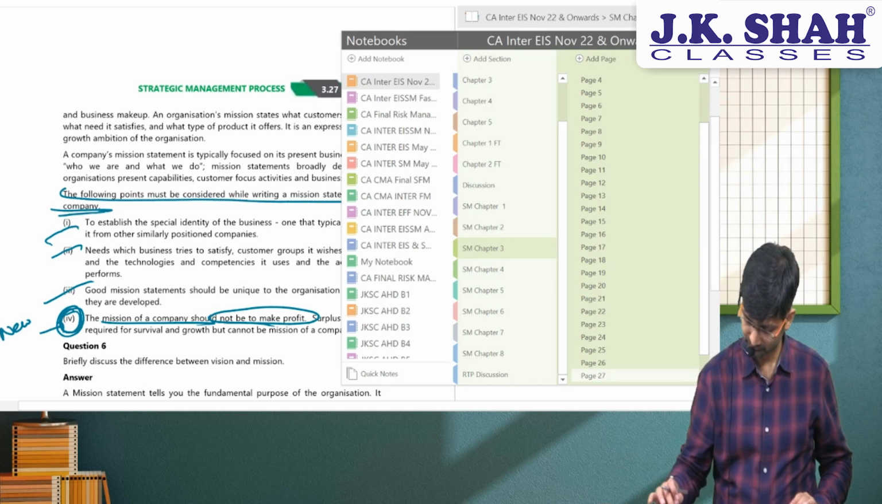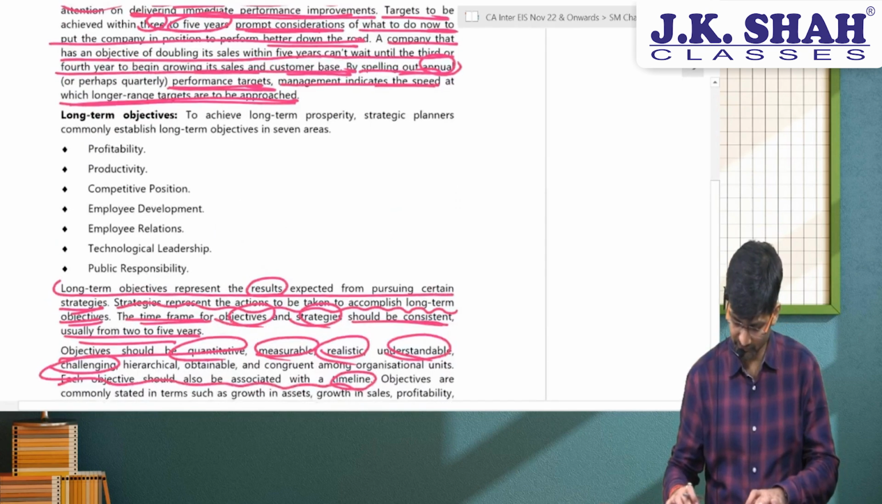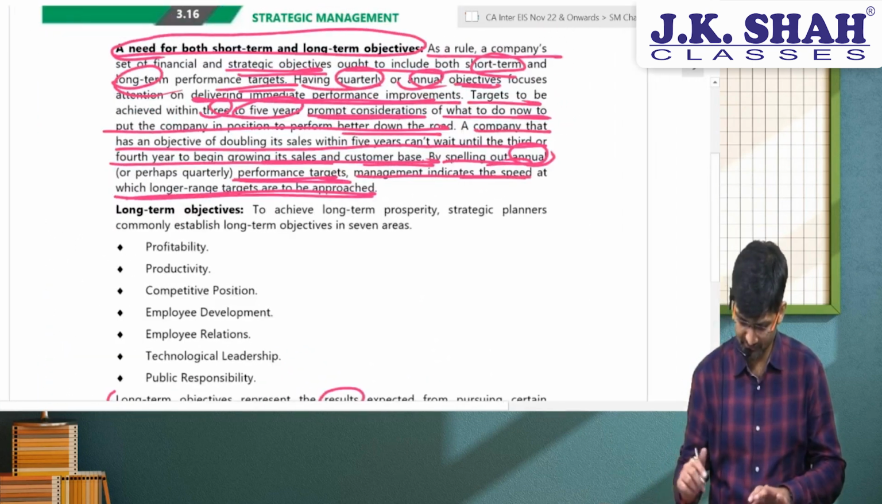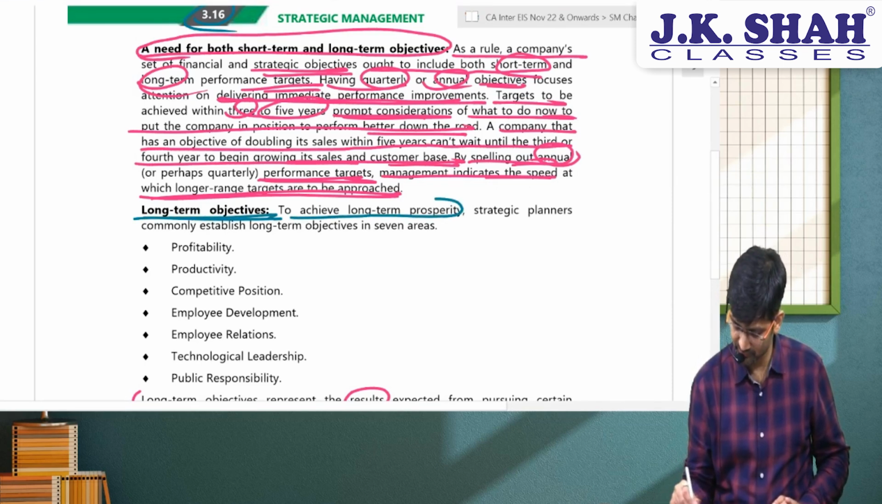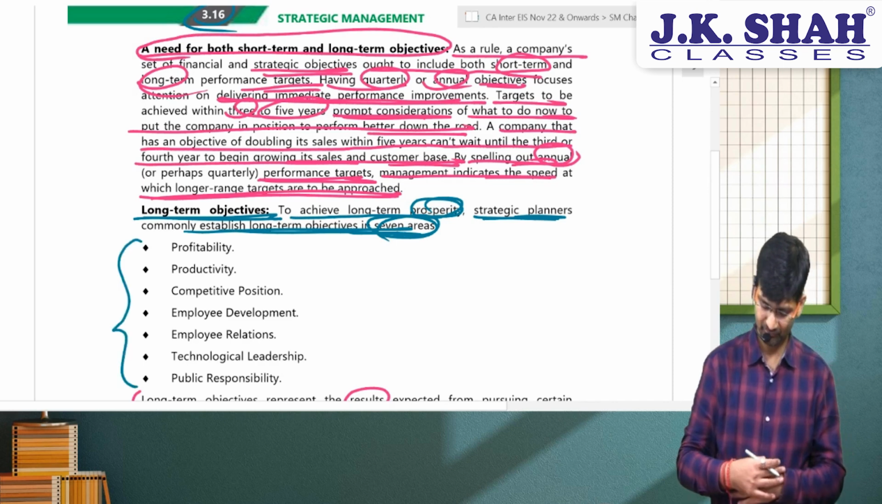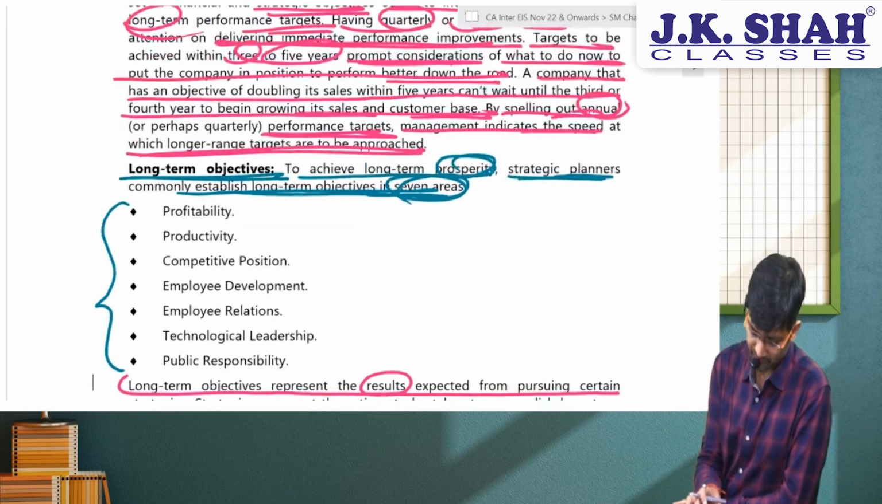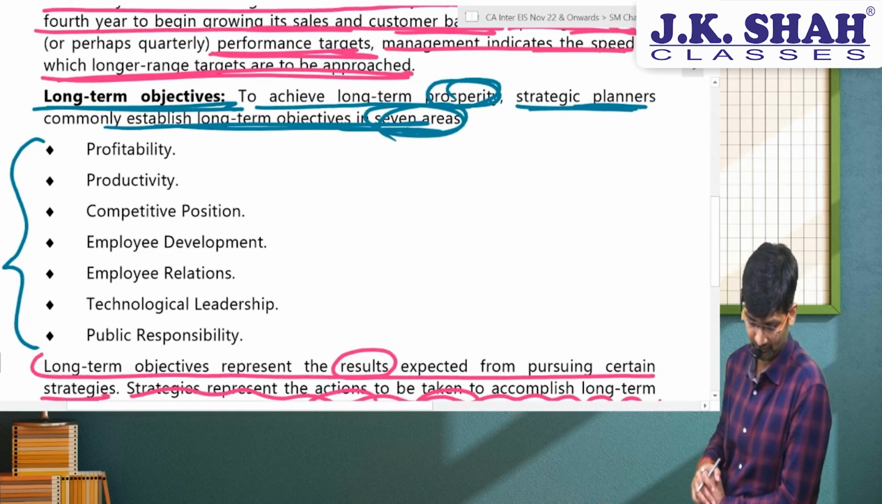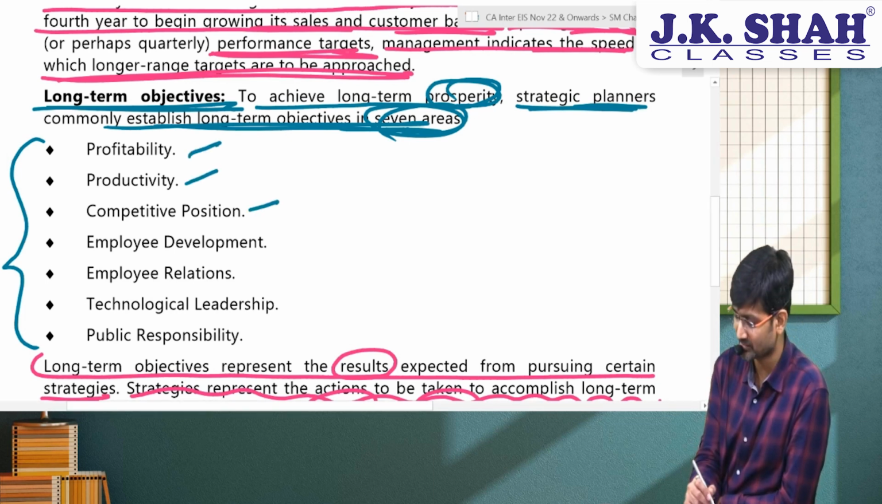Goals and objectives. Now, within goals and objectives, there was a very small topic, long-term objectives. To achieve long-term prosperity, strategic planners should establish long-term objectives in 7 areas. This is page 3.16 of the MAT. To achieve long-term prosperity, strategic planners have to establish objectives in 7 areas: profitability, productivity, competitive positions.